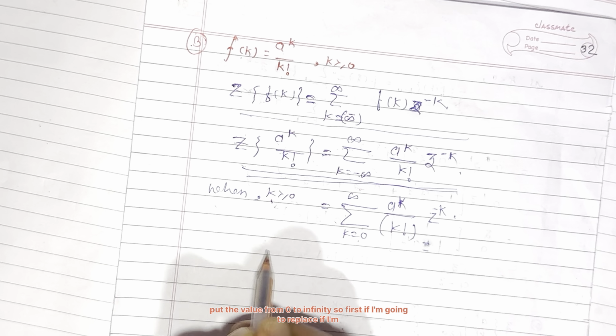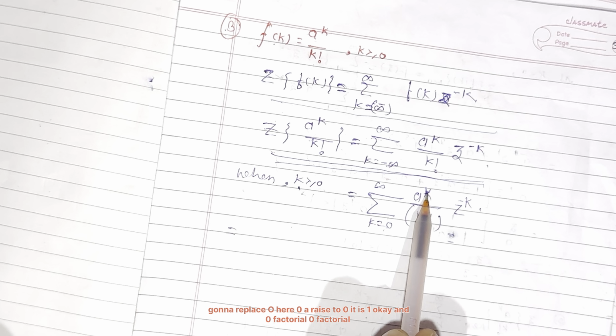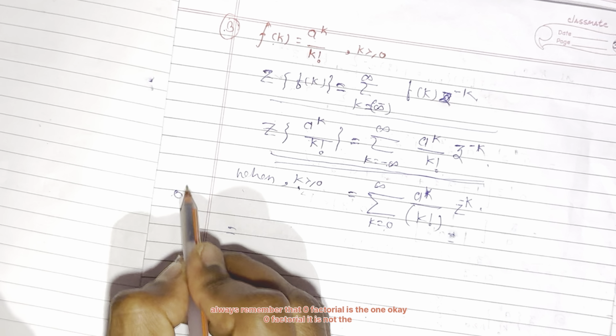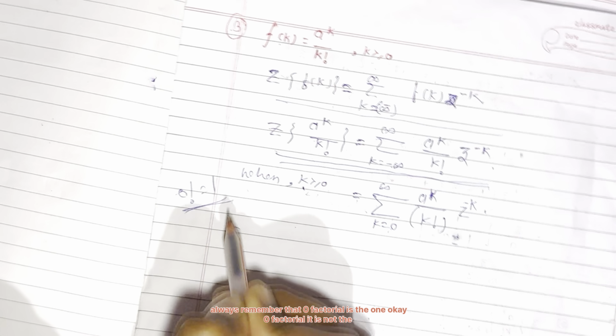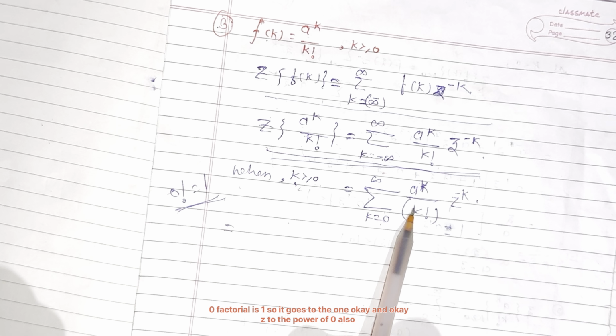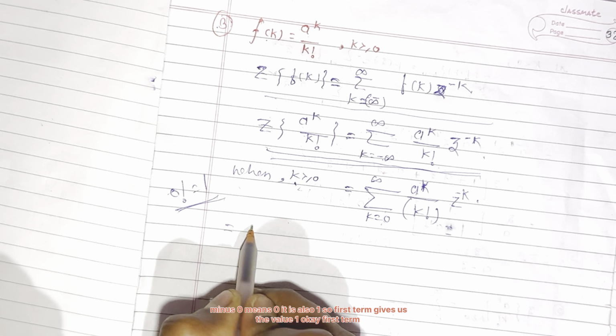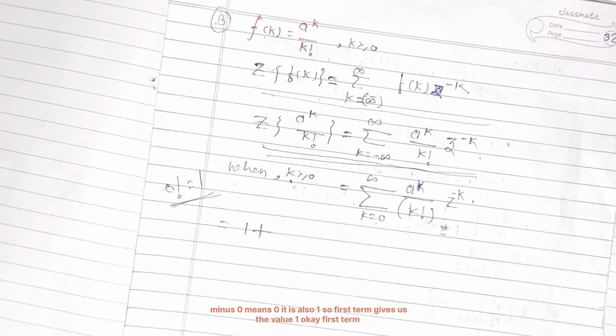First, if I replace k with 0, a raised to 0 is 1. And always remember that 0 factorial is 1. It is not 0, guys. So a raised to 0 is 1, 0 factorial is 1, so it goes to 1. And z to the power of minus 0, which is 0, is also 1. So the first term gives us the value 1.